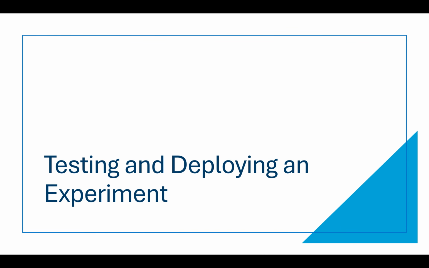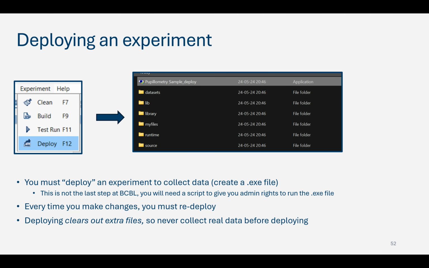Finally, just a few logistical notes about how to actually deploy an experiment, and I'll go quickly here because this is probably something you can read about. So an Experiment Builder experiment has to be deployed before it can be run. Basically, this is compiling it to an executable. Technically, if you were at the BCBL, you're going to need to talk to the lab or whoever's in charge of the eye tracker because running an Experiment Builder experiment with proper timing requires admin rights, which we do not have on the lab computers.